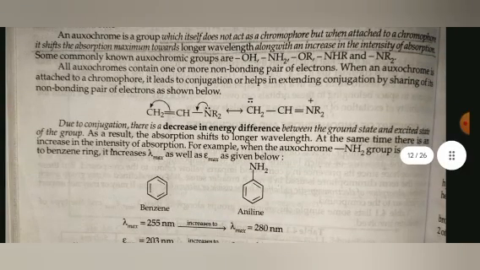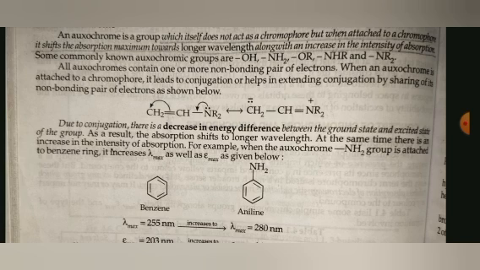An oxochrome is a group which itself does not act as a chromophore, but when attached to a chromophore, it shifts the absorption maximum towards longer wavelength along with an increase in the intensity of the absorption. Some commonly known oxochromic groups are OH, NH2, OR, NHR, and NR2. All oxochromes contain one or more non-bonding pairs of electrons.